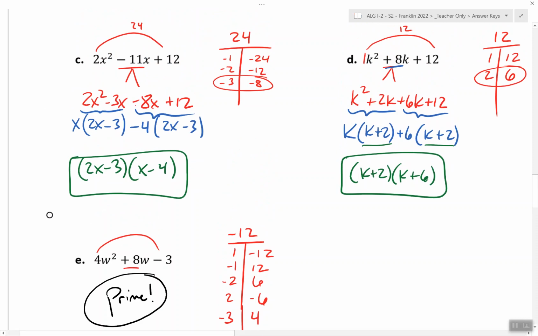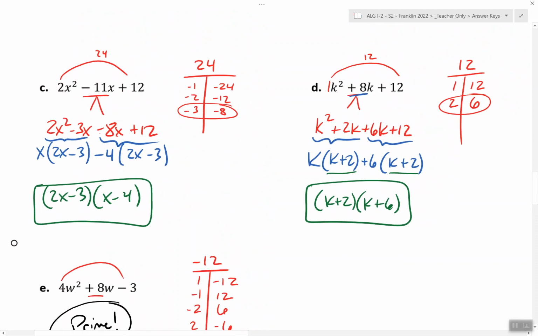Apart from that, though, this is the process for factoring a trinomial. Find the product AC, find two numbers that multiply to AC and add to B, split the B term, the middle term, into those two numbers, and then factor by grouping.